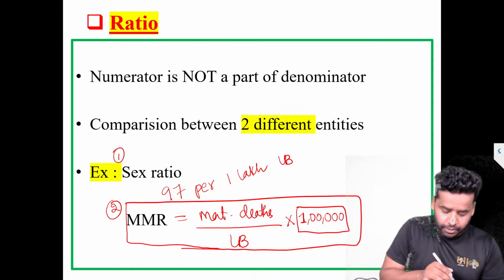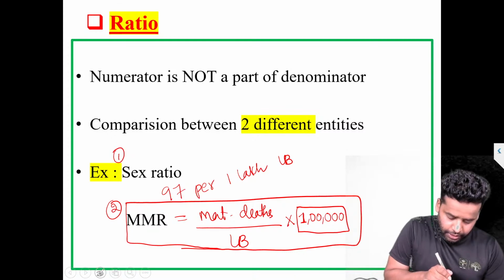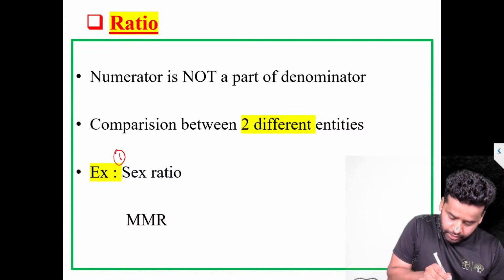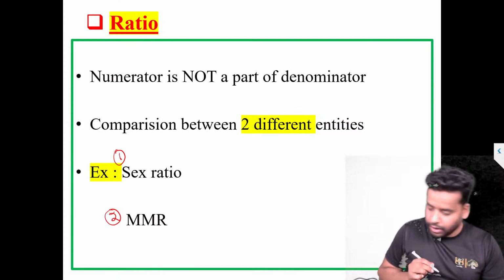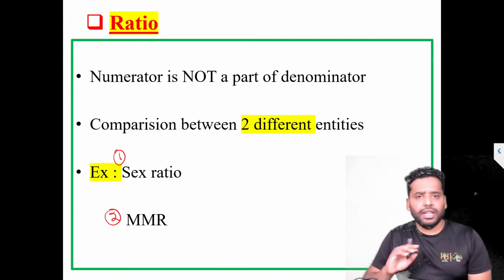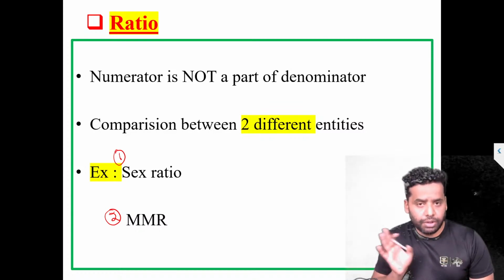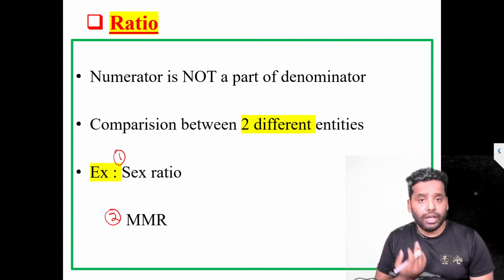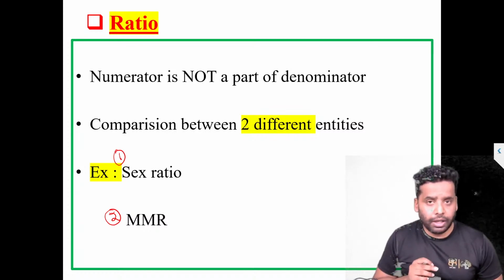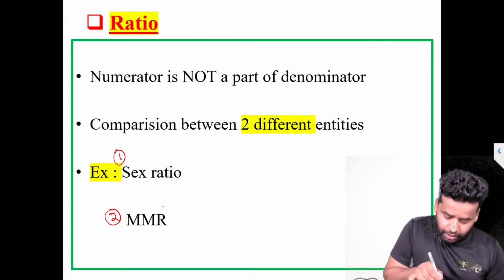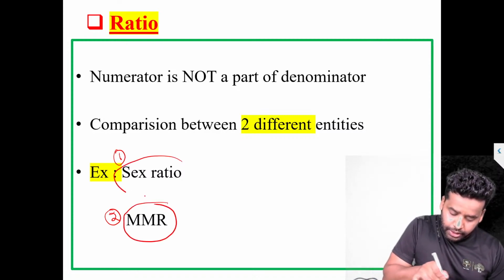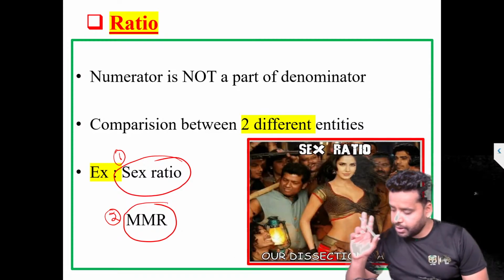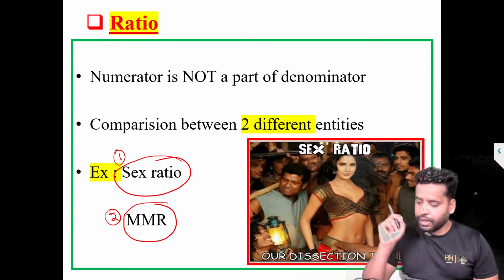So, two examples for ratio. Tell me the answer. Two examples for ratio. Number 1, sex ratio. Number 2, maternal mortality ratio. I'll be discussing in detail what are the different causes of MMR, how to reduce MMR, how to calculate MMR. All these things will come in the maternal and child health chapter. Two examples which I gave are sex ratio and maternal mortality ratio. Two examples for rate we have finished.